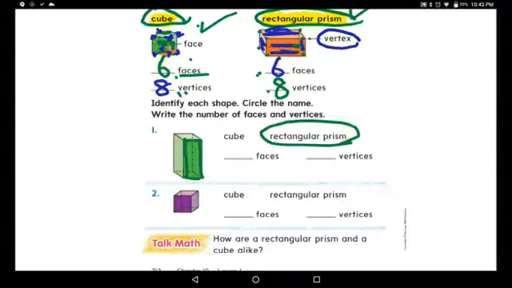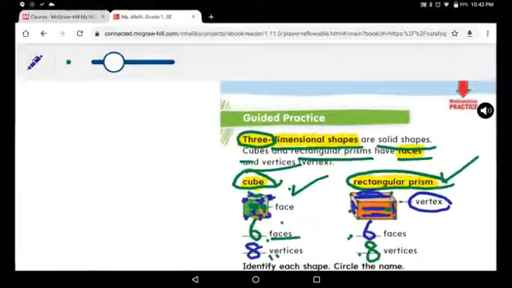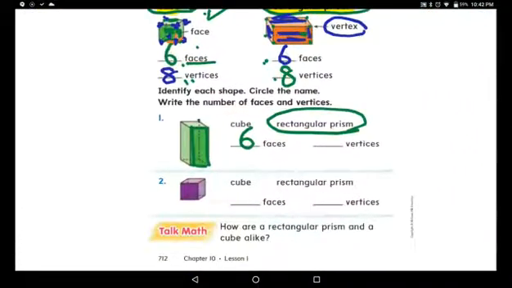Now, how many faces do you remember? It's 6 faces. And how many vertices? Let's count them again. With the ones that are hiding, we will count them all now. Let's count. 1, 2, 3, 4, 5, 6, 7, 8. So 8 vertices. Great job. Now let us go to the next question.